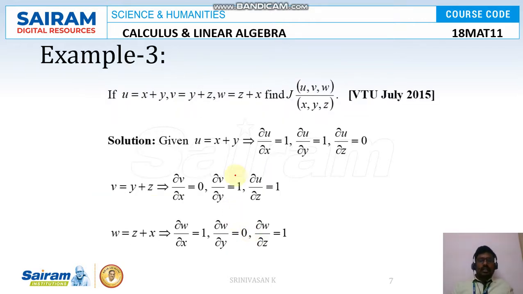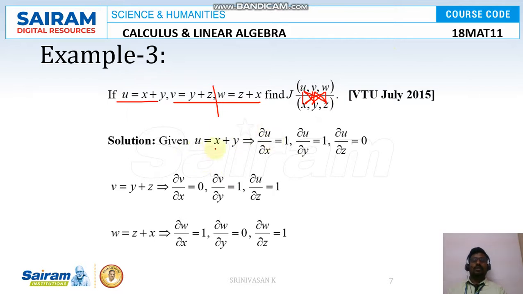And the third problem: if u equals x plus y, v equals y plus z, w equals... this is a 3 by 3 matrix we will get. So our aim is to find the value of ∂u/∂x, ∂u/∂y, ∂u/∂z. Next, ∂v/∂x, ∂v/∂y, ∂v/∂z. Next, ∂w/∂x, ∂w/∂y, ∂w/∂z. That's all. We have to find these values.